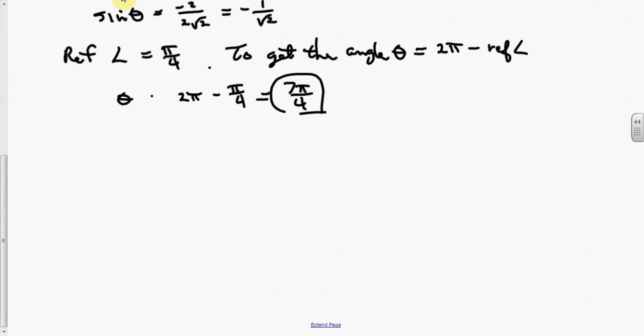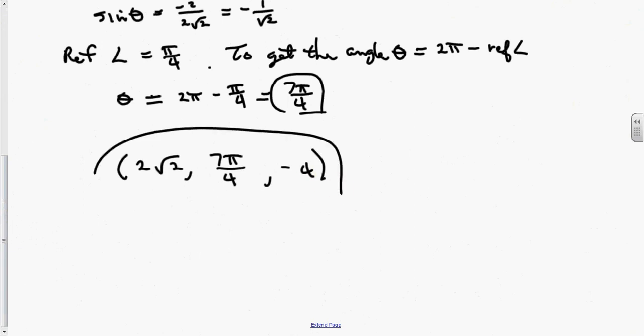I'm going to write this a little bit lower down. So r is 2 times the square root of 2, theta is 7 pi over 4, and then z is negative 4. I just wanted to show you that my instructions earlier were to use tangent, and I didn't do that.